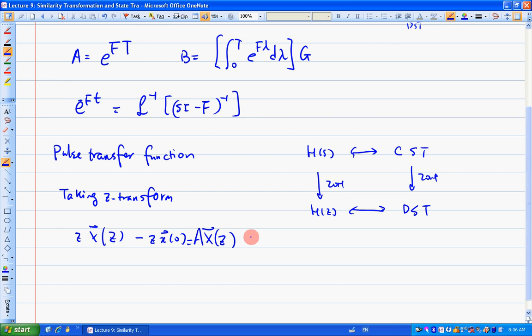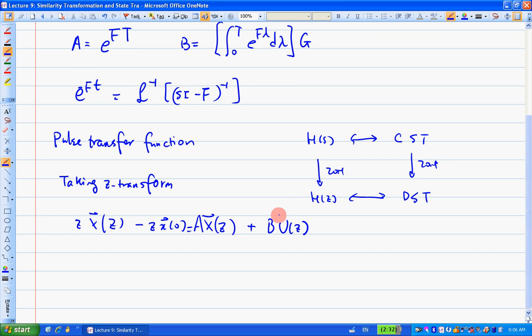Okay, plus B and U of z. Since we're dealing with a single input, single output system, I'm going to get rid of the vector signs temporarily. And the other equation, Y of z will be C X of z plus D and U of z.